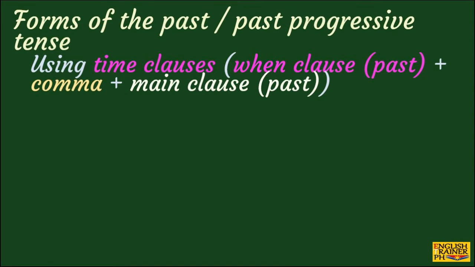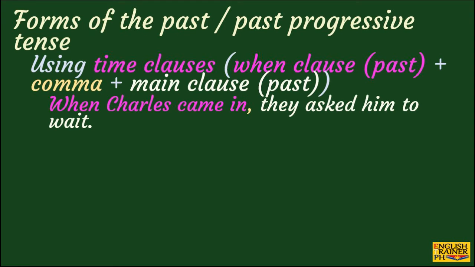Just to give you another example of the simple past with time clauses, you will see that when Charles came in, comma, they asked him to wait. So came would be action number 1, and then asked would be action number 2. So he had to come in before they can ask him to do something. So when Charles came in, that is action number 1, and then they asked him to wait.